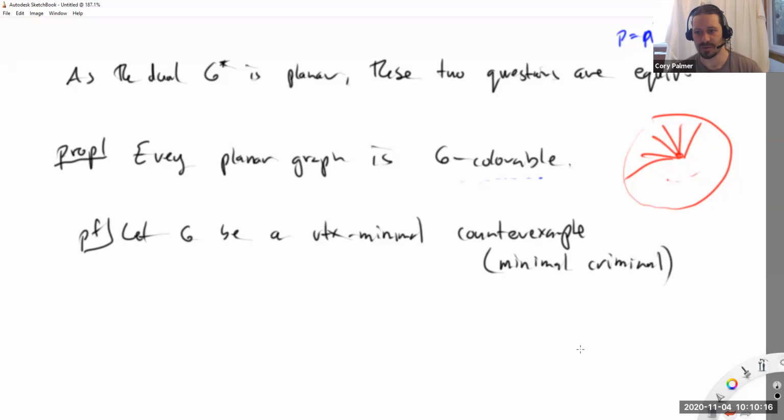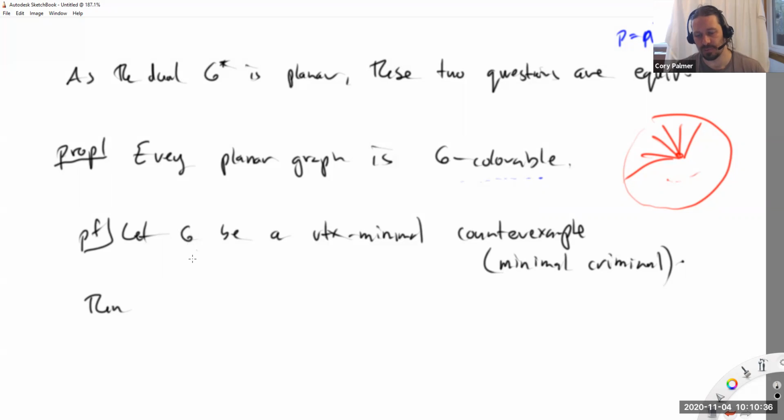I love that term. We don't really need it for graph theory. I use this in like 225 to introduce the notion because it's very, very memorable, but it's worth saying from time to time. Okay. So if G is a vertex minimal counterexample, then it means that the theorem holds, or the proposition holds, for any proper subgraph of G.